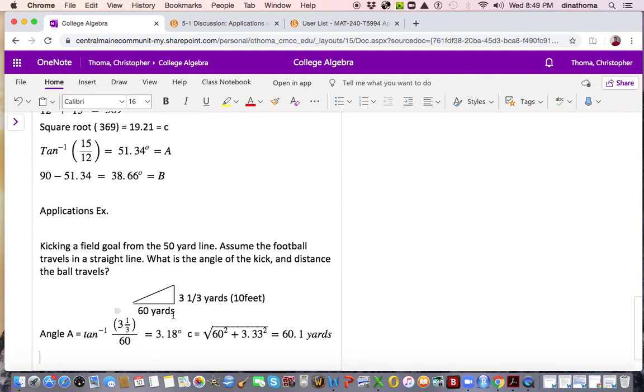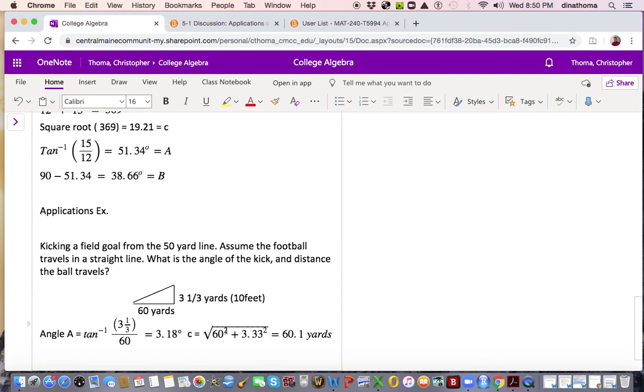And now I draw my little right triangle. Again, because everything has to be a right triangle. So when you're doing the word problems for this section, realize that everything has to be a right triangle. So somehow you have to create a right triangle. So to find A, again, I like my tangent. So A's down here where the kicker is. So opposite is 3 1/3, and 60 is my adjacent. So just on my calculator, tangent -1 of 3 1/3 over 60 gives me an angle of kick of 3.18 degrees.